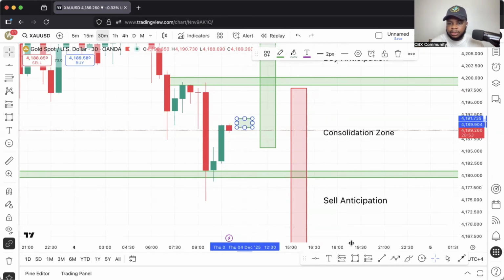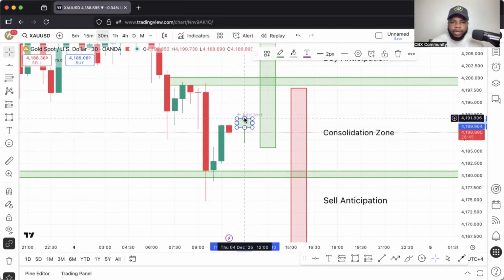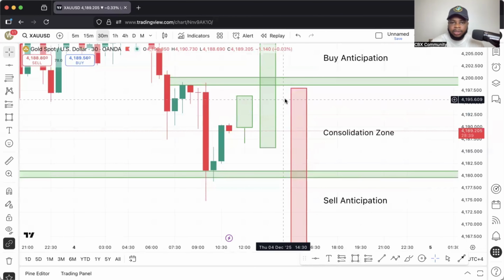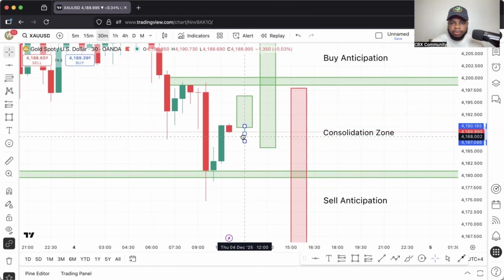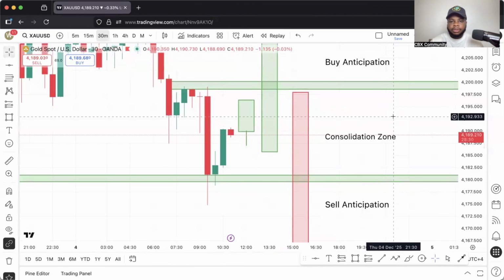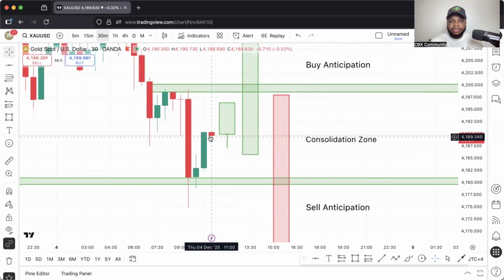A wick, let me show you guys. If the candle wants to create a wick like this, then for the body of this candle to continue to go up, for it to break our resistance zone. But let's wait. Let's see what the candle wants to do. Since this is the beginning of this recent 30 minutes candle, we don't need to do anything as of now. Let's be patient.